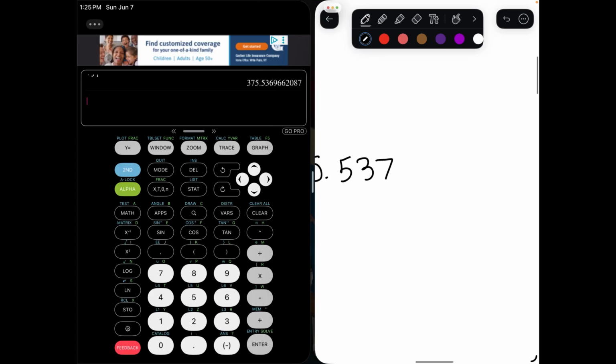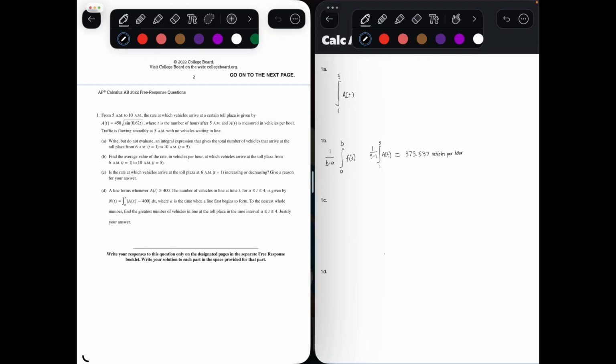And then units would be vehicles per hour, because this is the rate, and the units of the rate are per hour, vehicles per hour. Okay, that's part B. Now let's move on to part C.